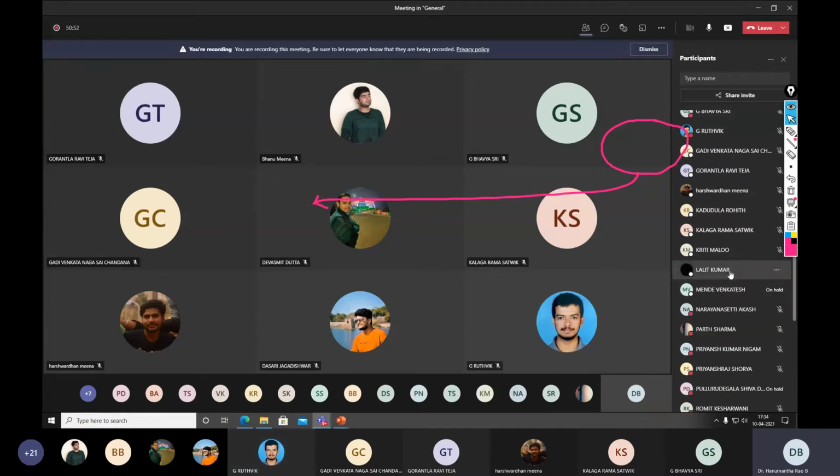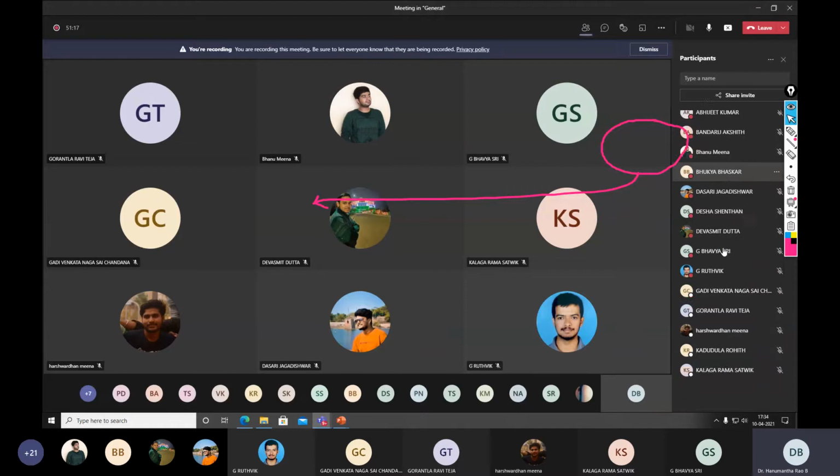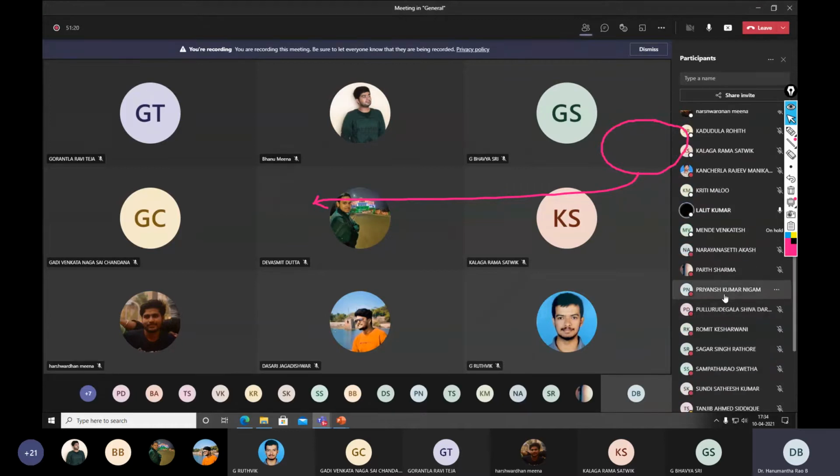Kriti Malu, are you there? Lalit Kumar? Mandev Venkatesh? So very pathetic. Everybody just logs in and goes away. Sir, 9 CU into A. Yeah, Lalit.